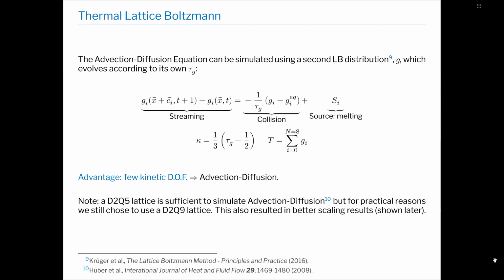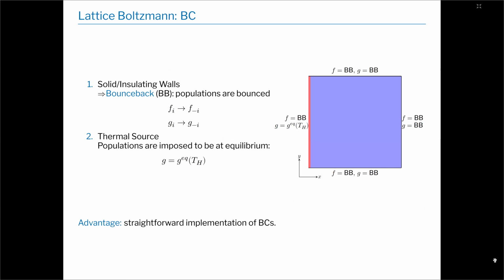Of course, I must say that D2Q5, since it is a diffusion problem, would be sufficient. But for practical reasons, we chose to implement a D2Q9 even for the G distribution. This was practical, but it also resulted in better scaling results that I will show later. So for the boundary conditions, again, we have a very straightforward implementation thanks to the lattice-Boltzmann. For the solid or insulating wall, we simply use the bounce back condition on the populations and we bounce them to the opposite direction. While for the thermal source, we simply put it at equilibrium corresponding to the source temperature at each time step.